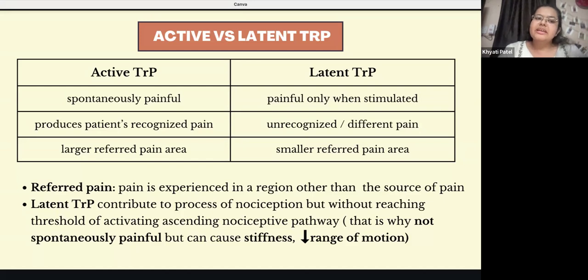Active trigger points have a large referred pain areas as compared to latent trigger point. So latent trigger point will contribute to process of nociception, but it is not spontaneously painful because the threshold which is required for activating the ascending nociceptive pathway is not achieved. So they won't be spontaneously painful, but they can still cause stiffness and contribute to reduced range of motion.